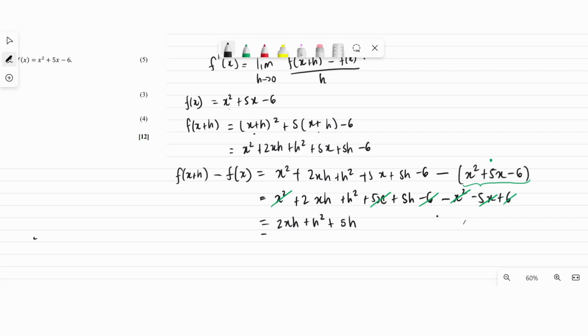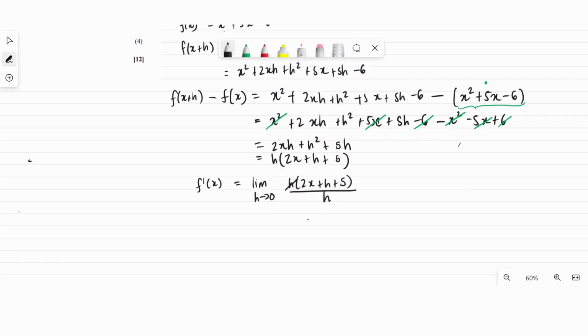Then you always take out h as a common factor because we want to cancel it out with the denominator. So let's do that. Then you take this and substitute it back into the formula. The h and h are going to cancel out, so you're going to be left with this. Then when we substitute h, which is going to be 0, the limit drops. So you simplify this, and then you're done with this question.